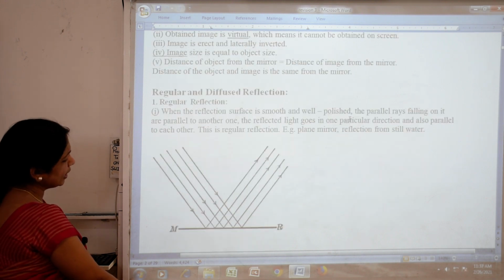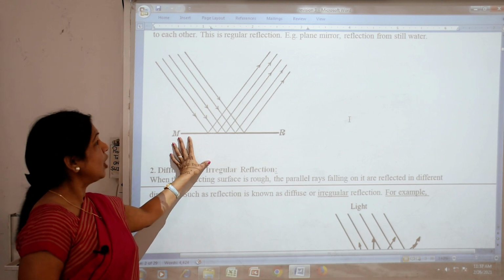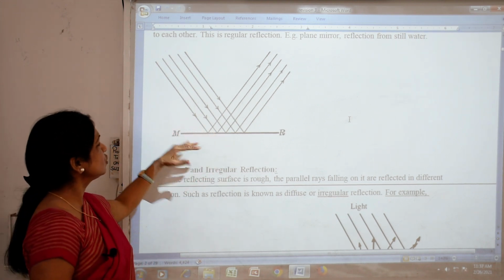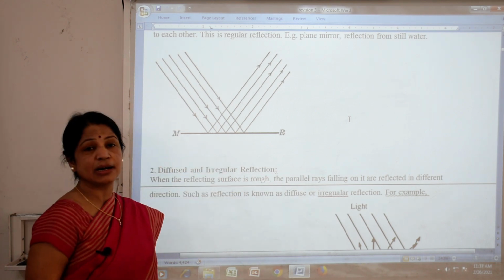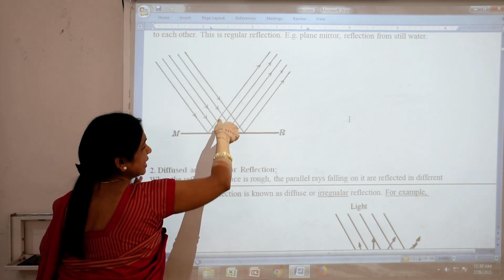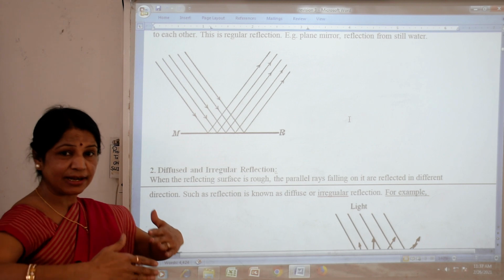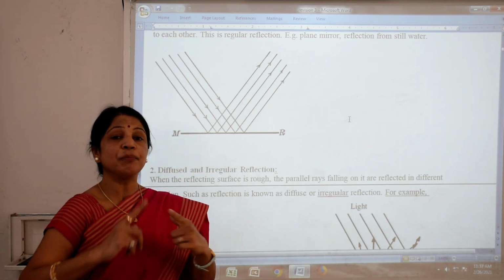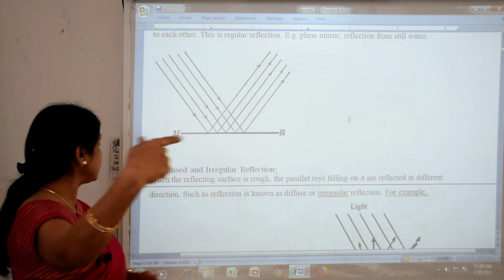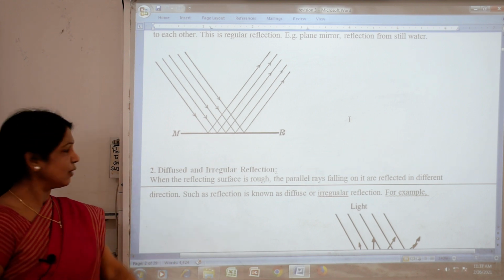Now further, we are going to see it with a diagram. This is the diagram of regular reflection. Here is the base, MNR, that is the same. These rays come here, it means the incident rays, and those are the reflected rays. So all of them are regularly reflected, and that is why this is called regular reflection. And just the opposite, we are going to see what is called diffused or irregular reflection.